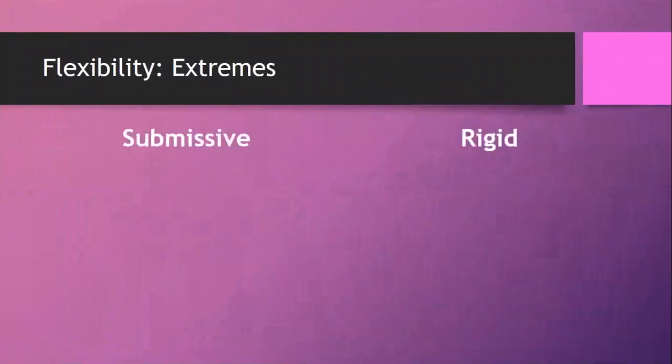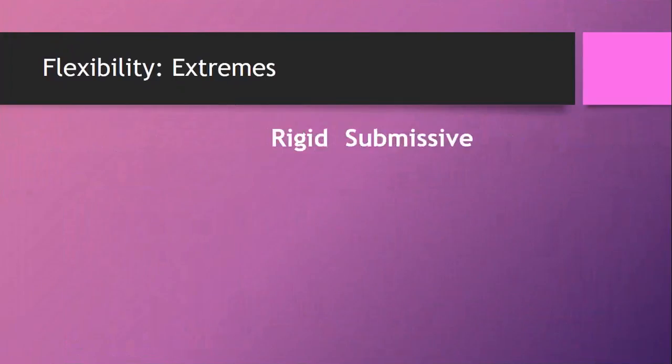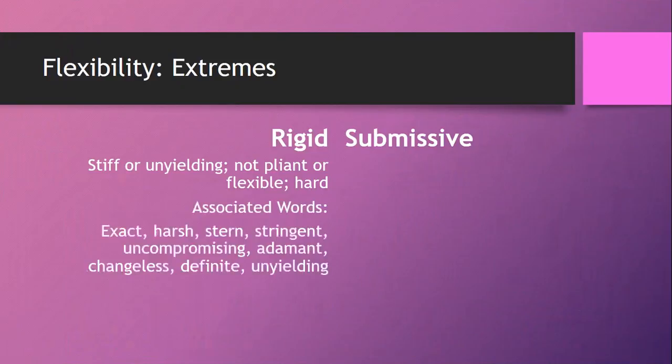So what are the extremes of flexibility? It is to be either rigid on one extreme or completely submissive on the other. So to be rigid is to be stiff or unyielding, not pliant or flexible, hard. Here are some other associated words: exact, harsh, stern, stringent, uncompromising, adamant, changeless, definite, unyielding.